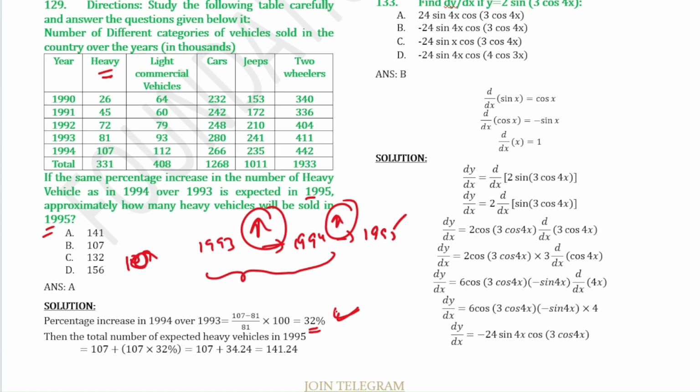Now this 32% is the same amount that has been increased in the year from 1994 to 1995. So 32% of 107 will give you 34.24, right? So this plus this will give you 141.24. So the correct option would be option number A.